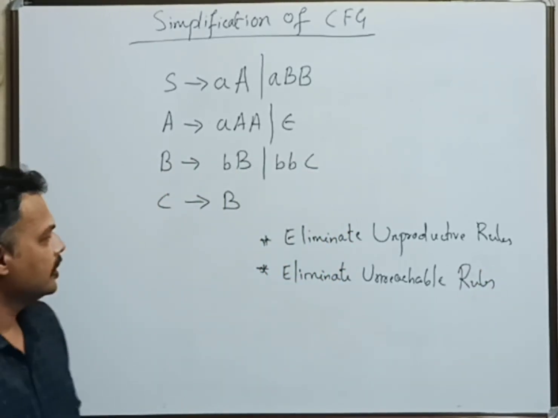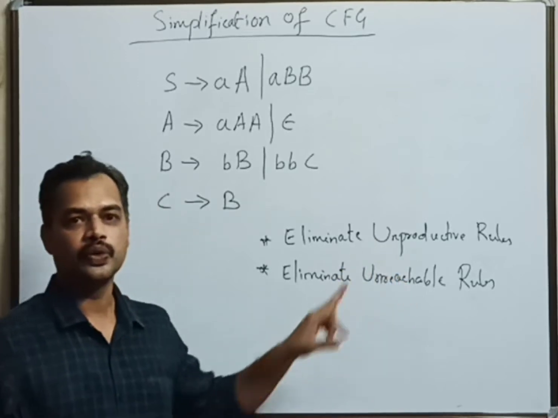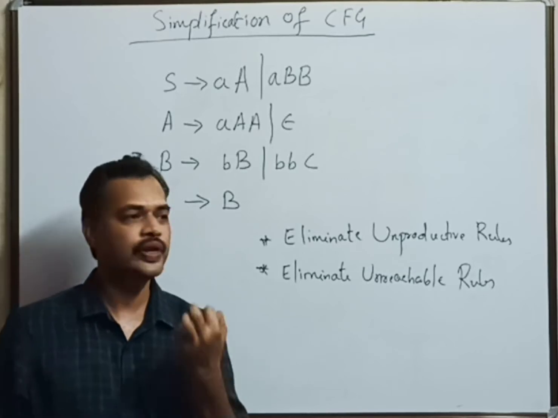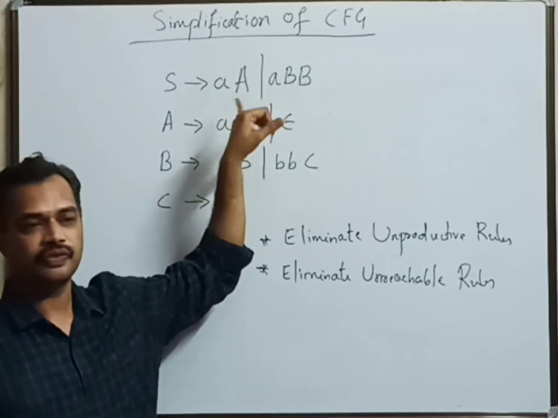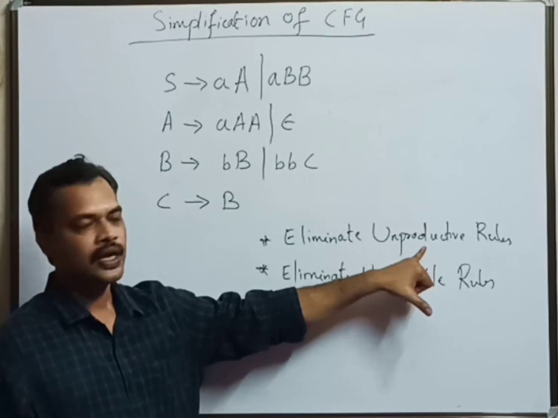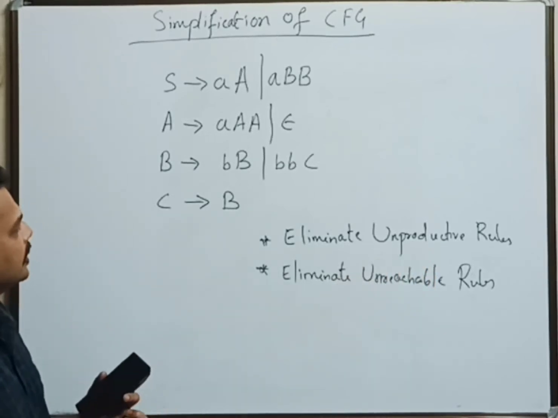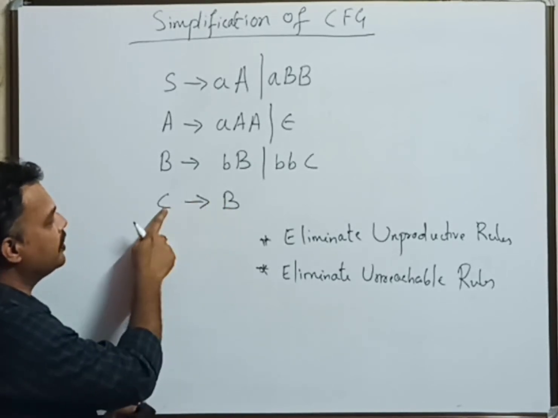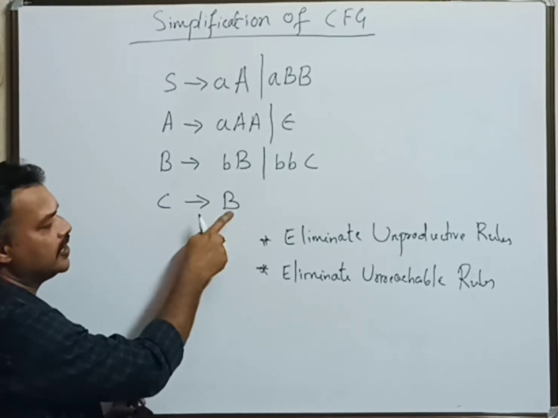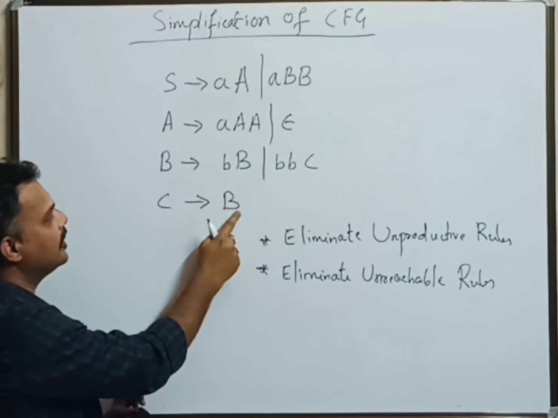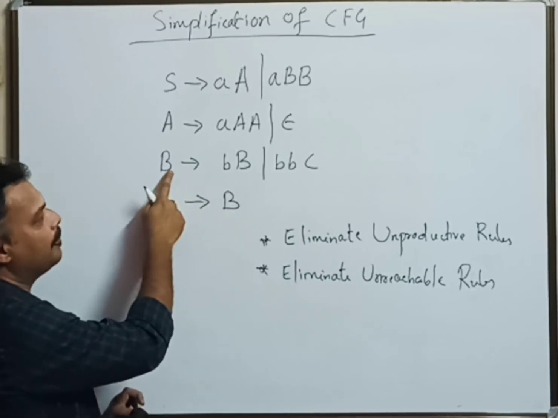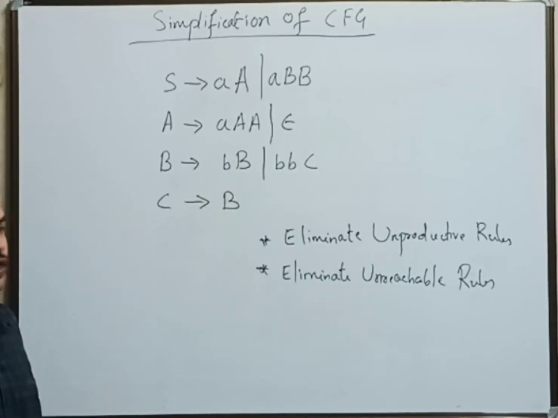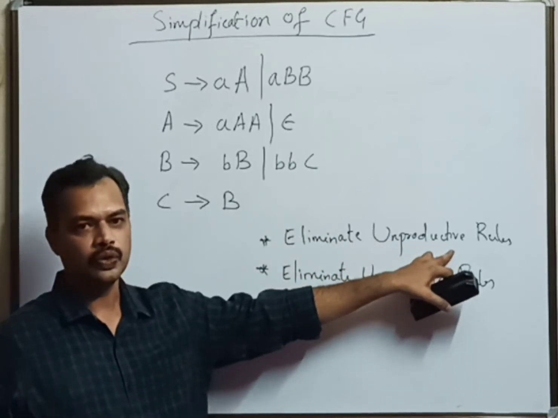Now before we proceed, we need to understand what exactly is an unproductive rule. An unproductive rule is a rule which doesn't get terminated. We do not get any kind of terminals from unproductive rules. For example, you can see here, this is an unproductive rule, C to B. Now if you derive B from C, and if you apply further the rule of B, you won't get any terminal. It never stops. So such kind of rules are unproductive rules.